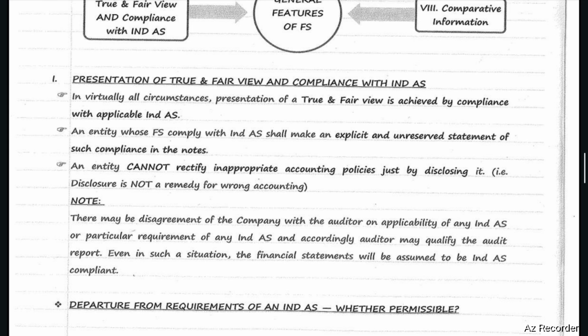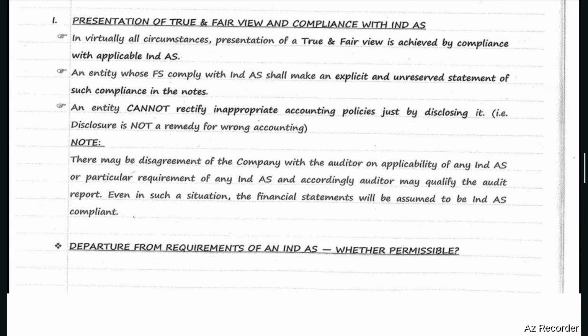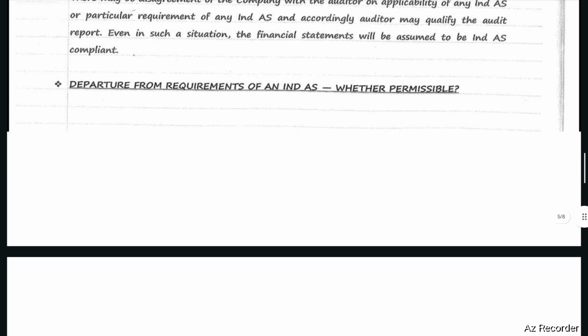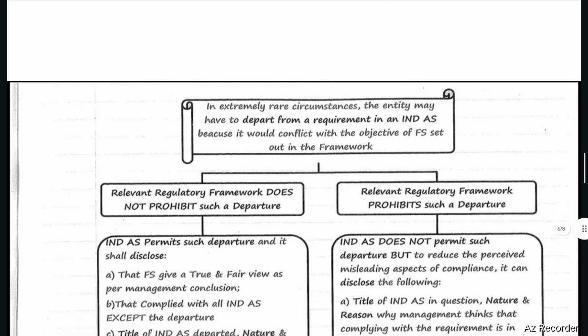There may be disagreement of the company with the auditor on applicability of any Ind AS or particular requirement of any Ind AS, and accordingly, the auditor may qualify the audit report. Even in such a situation, the financial statements will be assumed to be Ind AS compliant. That means even if the auditor has qualified his report, financial statements will be assumed to be prepared as per Ind AS only. Next, departure from requirements of an Ind AS, whether permissible. Whether departure is permissible from Ind AS.